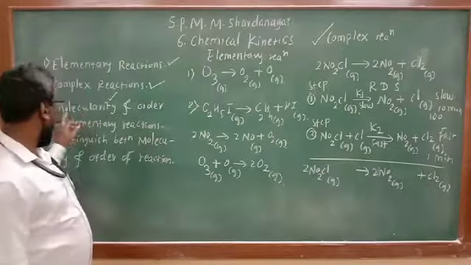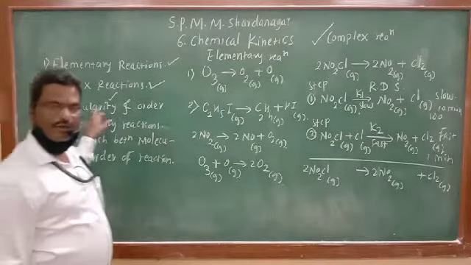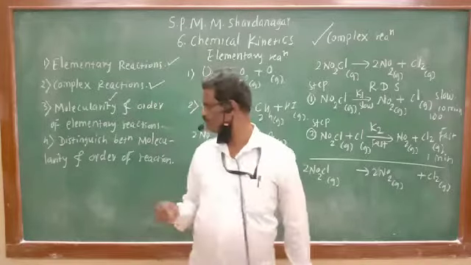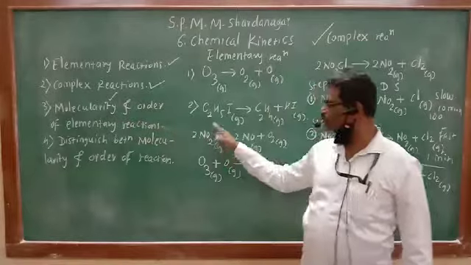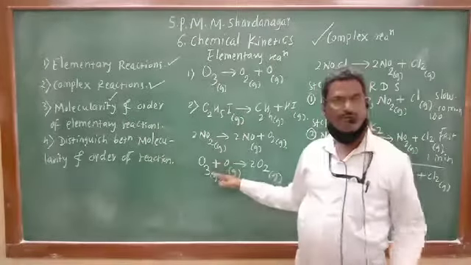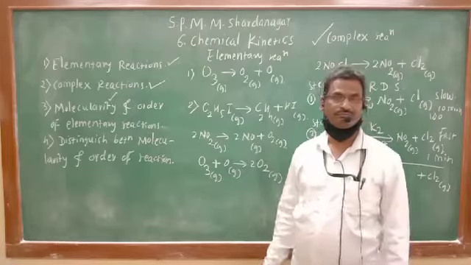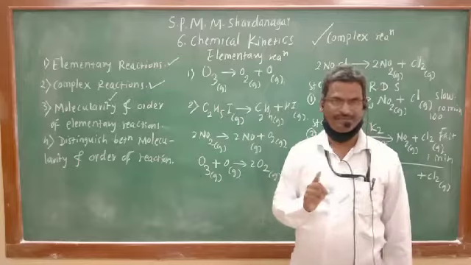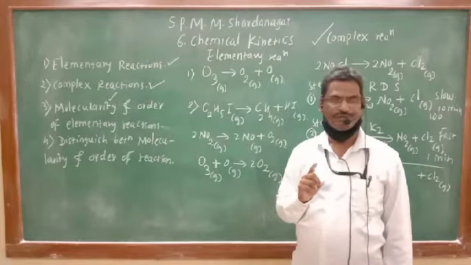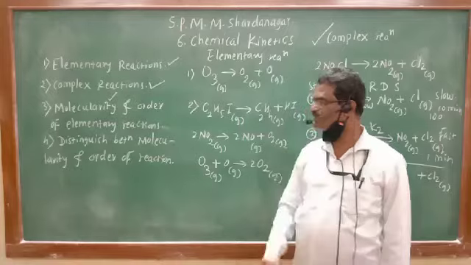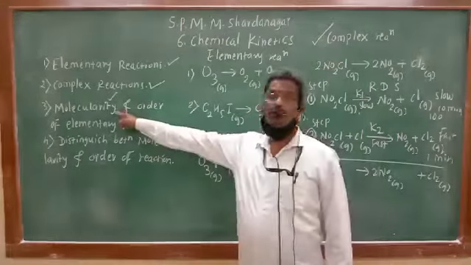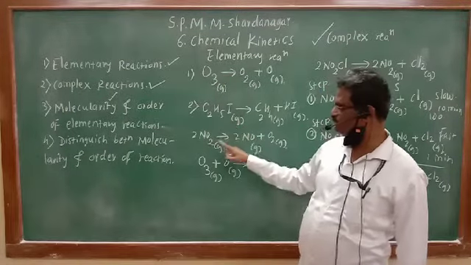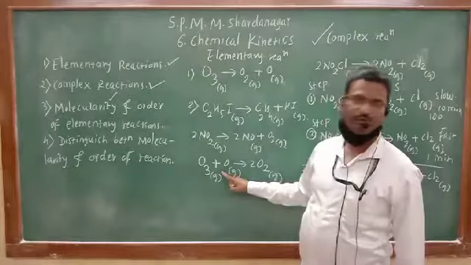So simply, what is meant by molecularity? Molecularity is the number of molecules of reactant in the given chemical reaction. The number of molecules of reactant in the given chemical reaction is known as the molecularity of the reaction. So here molecularity 1, molecularity 1, molecularity 2, molecularity 2.